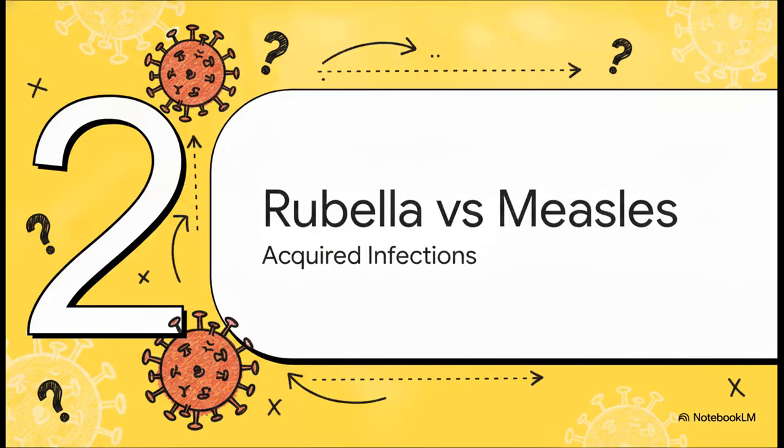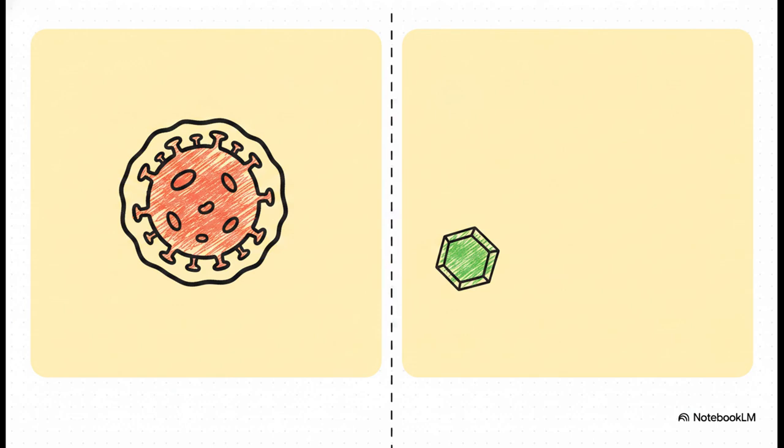Section 2. Acquired rubella versus measles. Let's pivot to acquired infections. Contrasting these directly is exactly where test writers make their money. Okay, examiners love testing virology differences. If you get a question describing a patient with a rash, and the answer choices are literally just lists of viral properties, cement this in your brain right now. Rubella is an enveloped virus, whereas measles, which is a morbillivirus, is non-enveloped. That single structural difference can often point you straight to the correct answer.